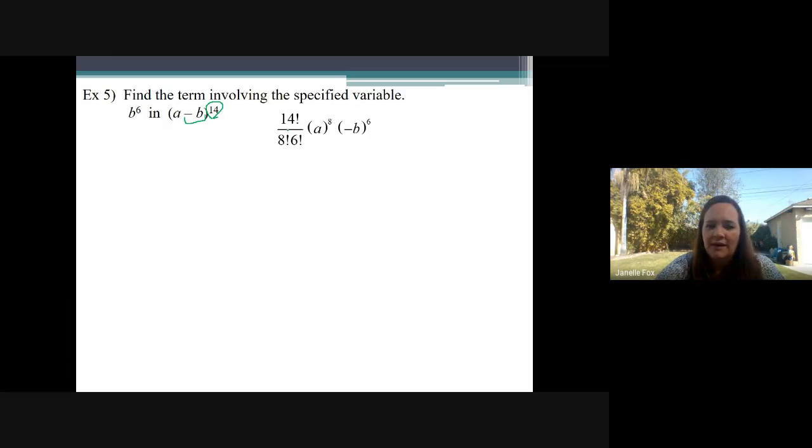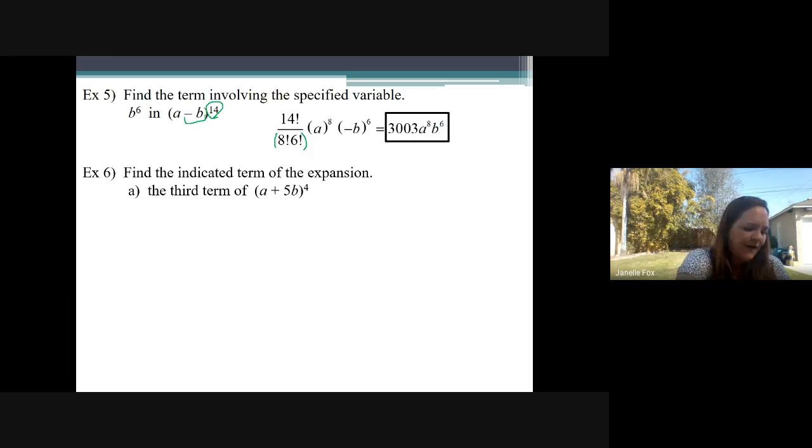Okay, this baby right here is going to go in your calculator. Remember to put parentheses around the denominator. This guy right here is going to be a negative 1 to the 6, so it is going to turn out to be a positive number. Okay, putting this in your calculator, you get a 3003, and then we have a to the 8th and b to the 6th, just like that. So fun. Guys, we're doing such a good job.